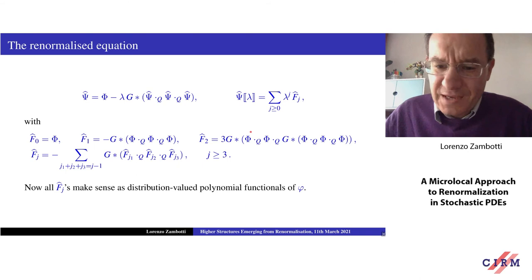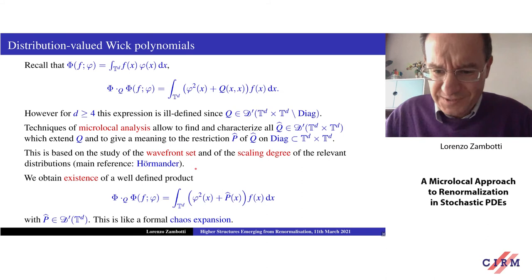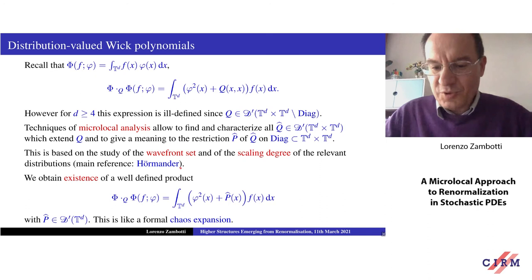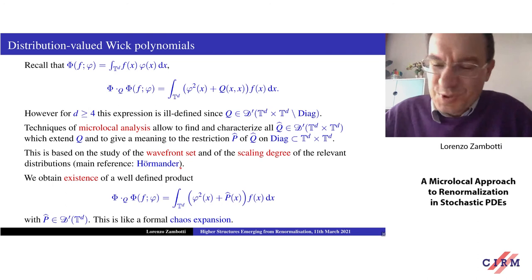So this is my last slide. I just wanted to insist on the fact that the wavefront set and scaling degree are really analytical objects, and that this theory by Hörmander is really an analytic theory, which also succeeds in considering this question which we know well.